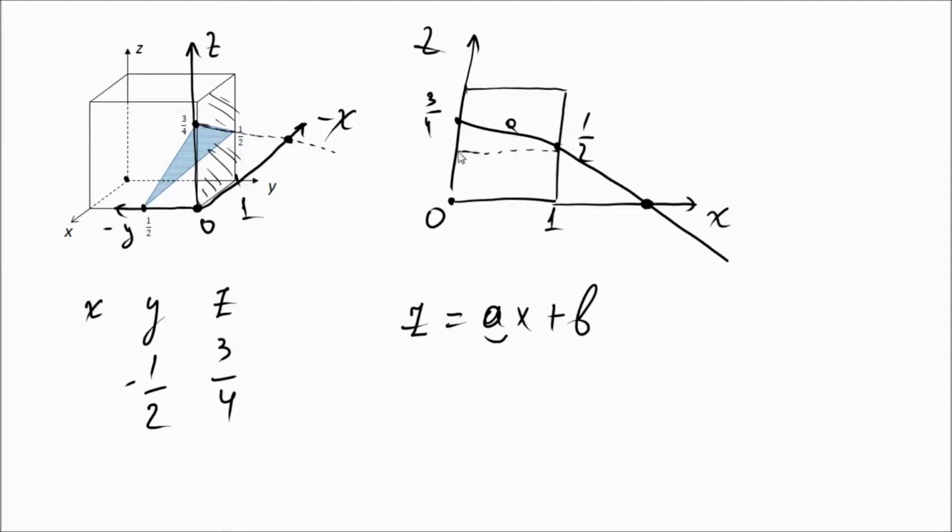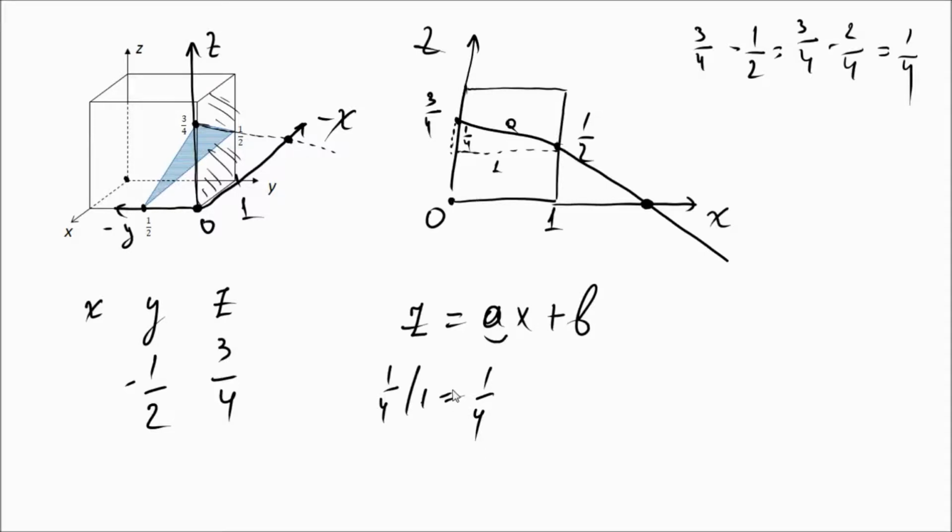This is length 1, and over here it will be 3 over 4 minus 1 over 2, which is 1 over 4. The slope will be 1 over 4 divided by 1, so 1 over 4. That's the slope of the line, and it goes down. That means I will have a negative slope, negative 1 over 4 x plus. This line does not start from the origin, it starts from 3 over 4. So that's the equation for the line. If you want, you can use an online solver.